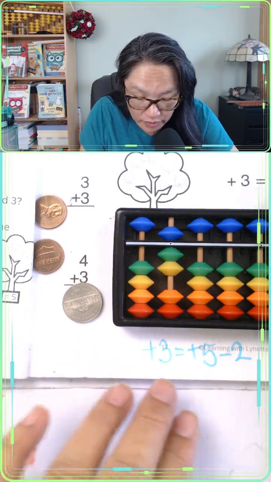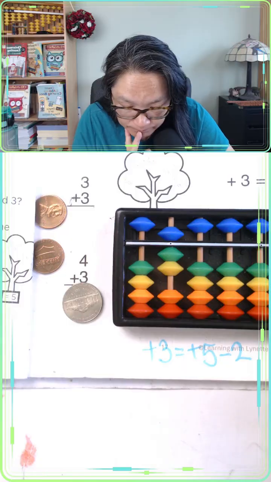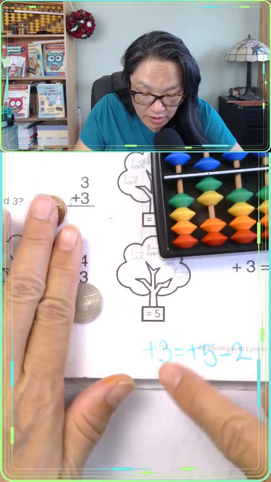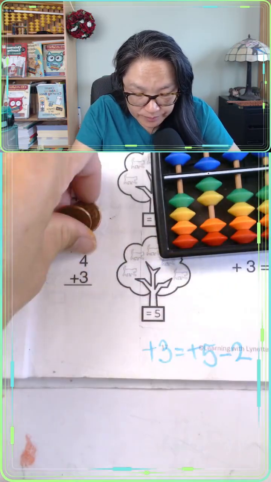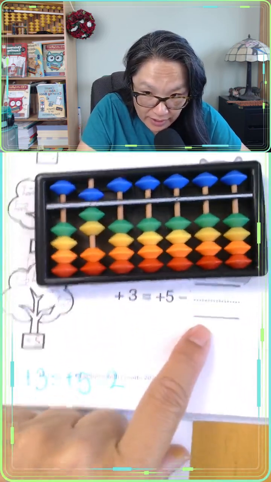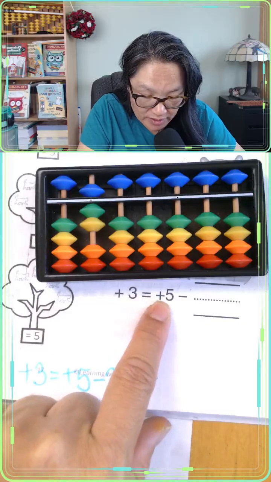So what we're doing is we're learning how to utilize the 5. So this is a formula that we had to memorize. And that's what this is, right? That's why I had it here. So plus the 3 is equal to plus the 5 minus 2.